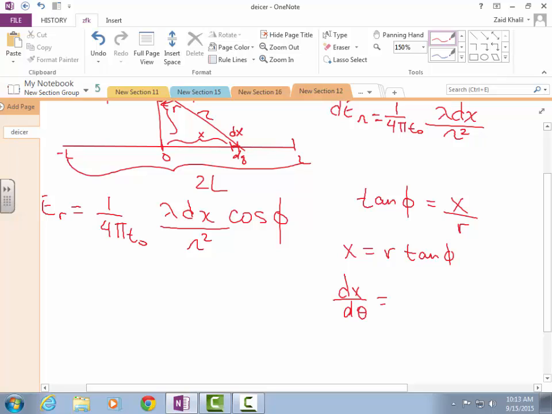Little r is a constant. That comes out. So now we just need to know what the derivative of tangent theta is. What is it? Be careful. Very good. It's secant squared. So this is equal to r times secant squared. But secant squared is simply 1 over cosine squared.